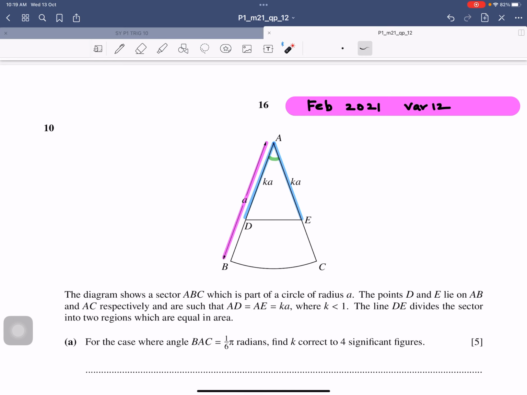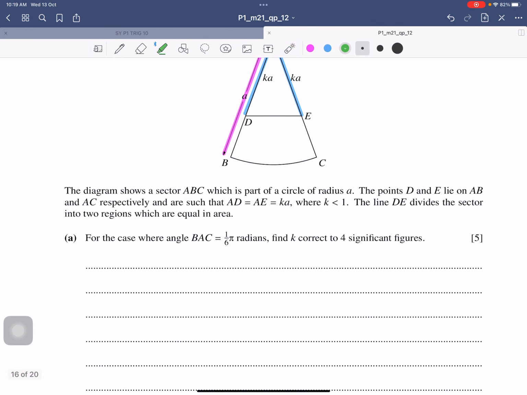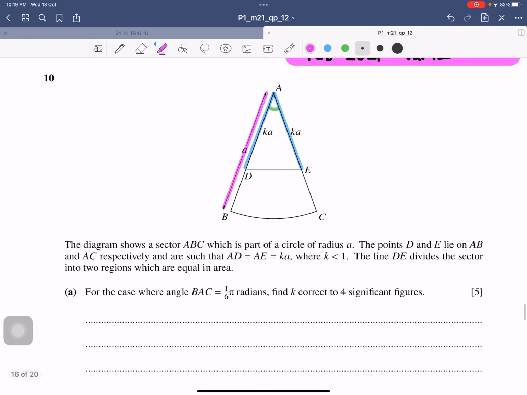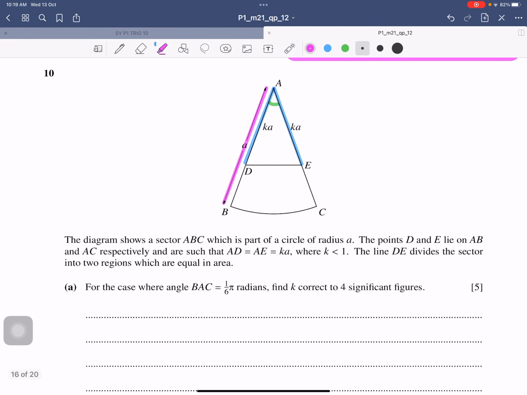Now let's read the question. The question says, the diagram shows a sector ABC which is part of a circle of radius A. Sector ABC, radius A. The points D and E lie on AB and AC respectively. We can see that the lengths are equal. AD is equal to AE is equal to KA, where K is less than 1. That means K could be half, K could be 3/4, K could be 2/5, and so on.